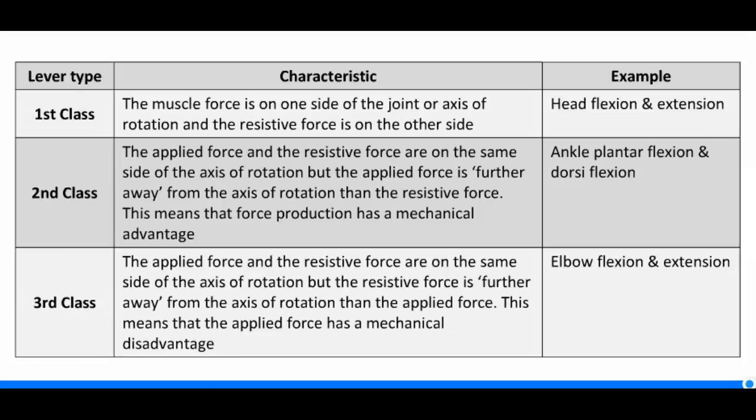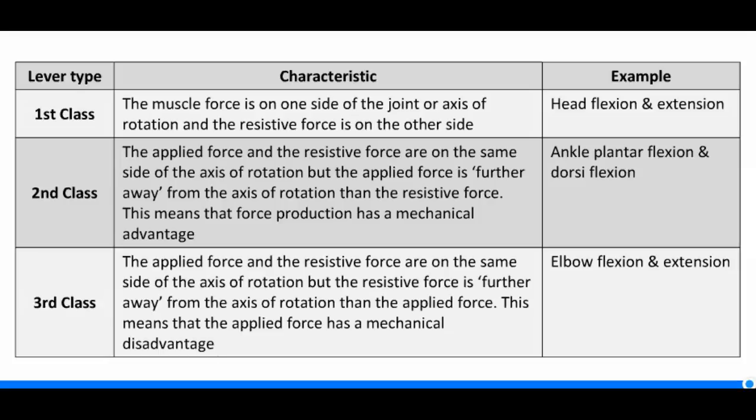Second class. The applied force and the resistive force are on the same side of the axis of rotation, but the applied force is further away from the axis of rotation than the resistive force. This means that force production has a mechanical advantage. Examples include ankle plantar flexion and dorsiflexion.